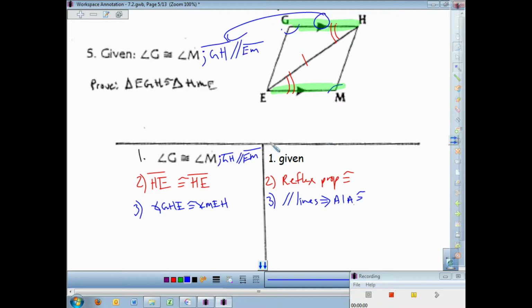So, rock and roll. We had parallel lines in our proof, so that implies that those alternate interior angles are congruent. But I still haven't proven what I want to prove. I want to prove those two triangles congruent. Well, now I check, do I have enough information? I got an angle, then another angle, then a side, angle, angle, side, and the arc marks go in the correct order. So, bingo, triangle EGH is congruent to triangle HME by angle, angle, side congruence theorem, my friends.